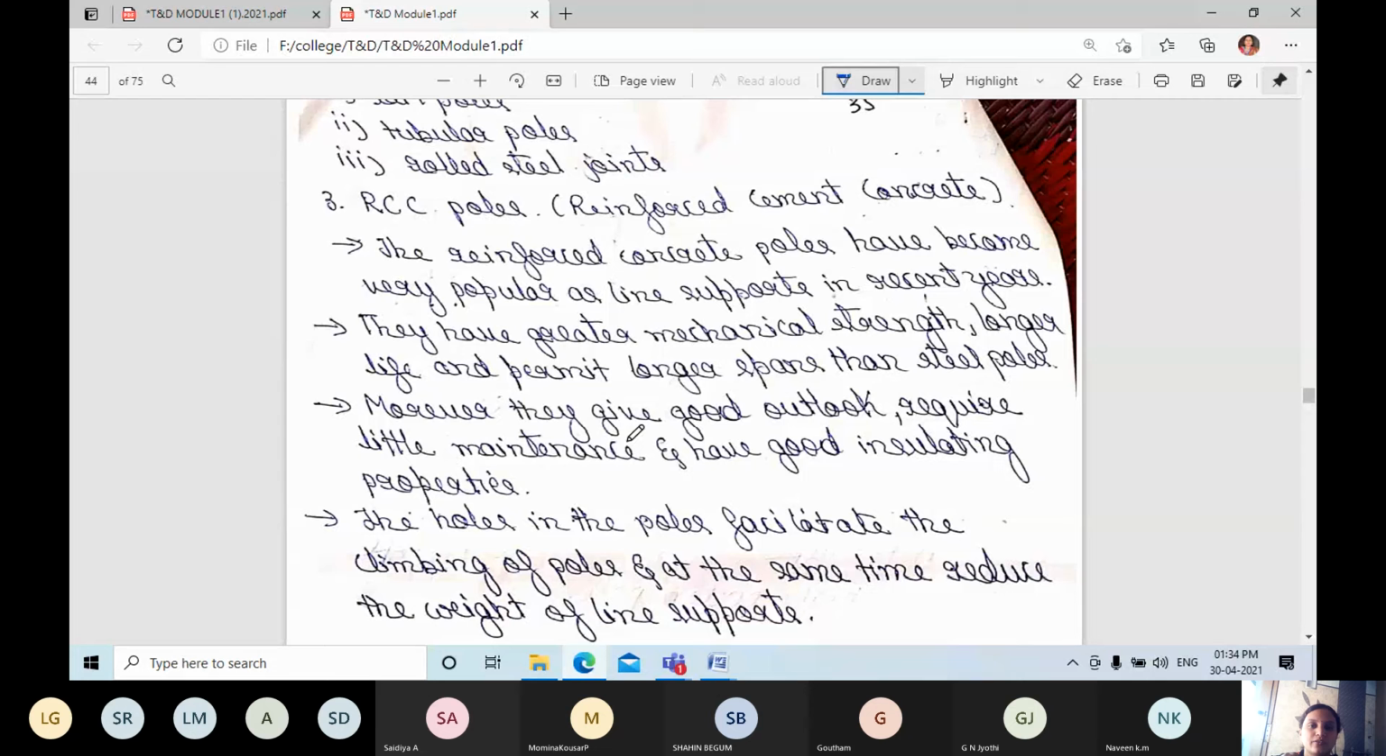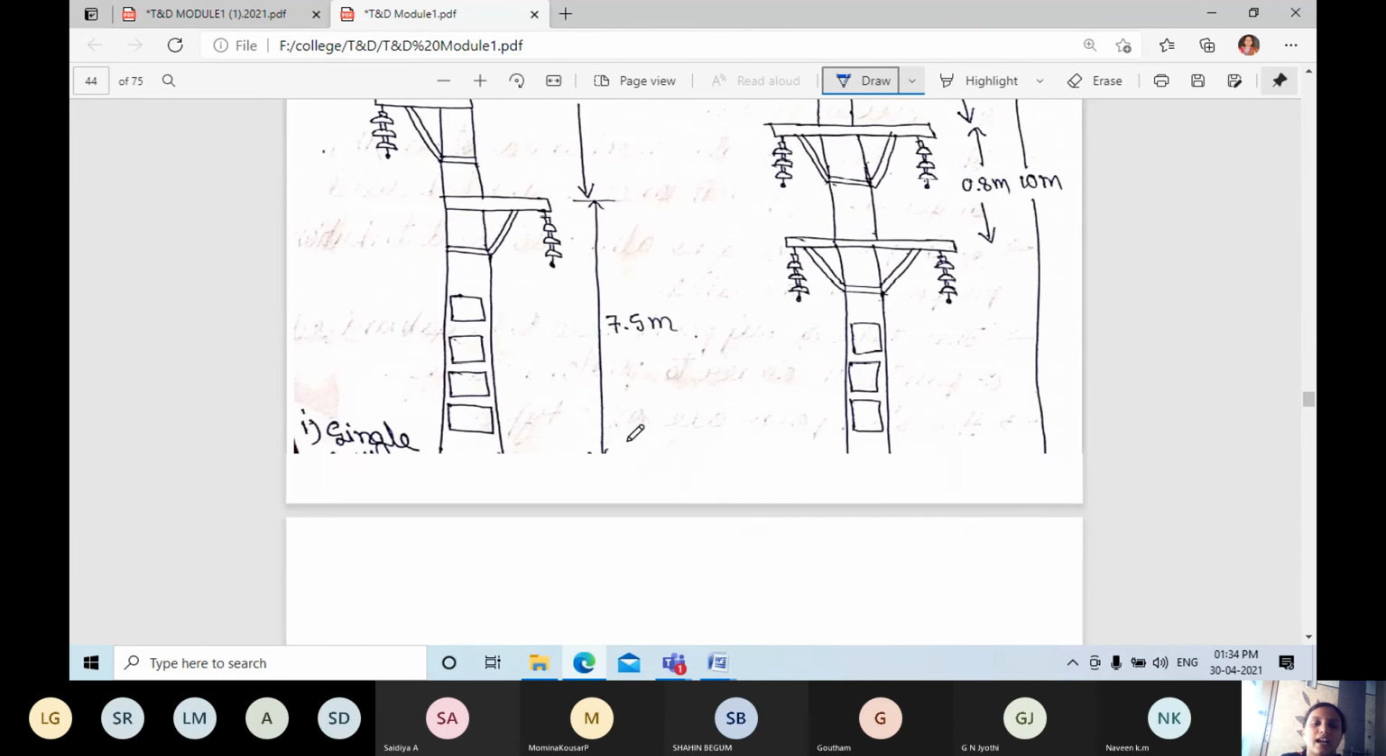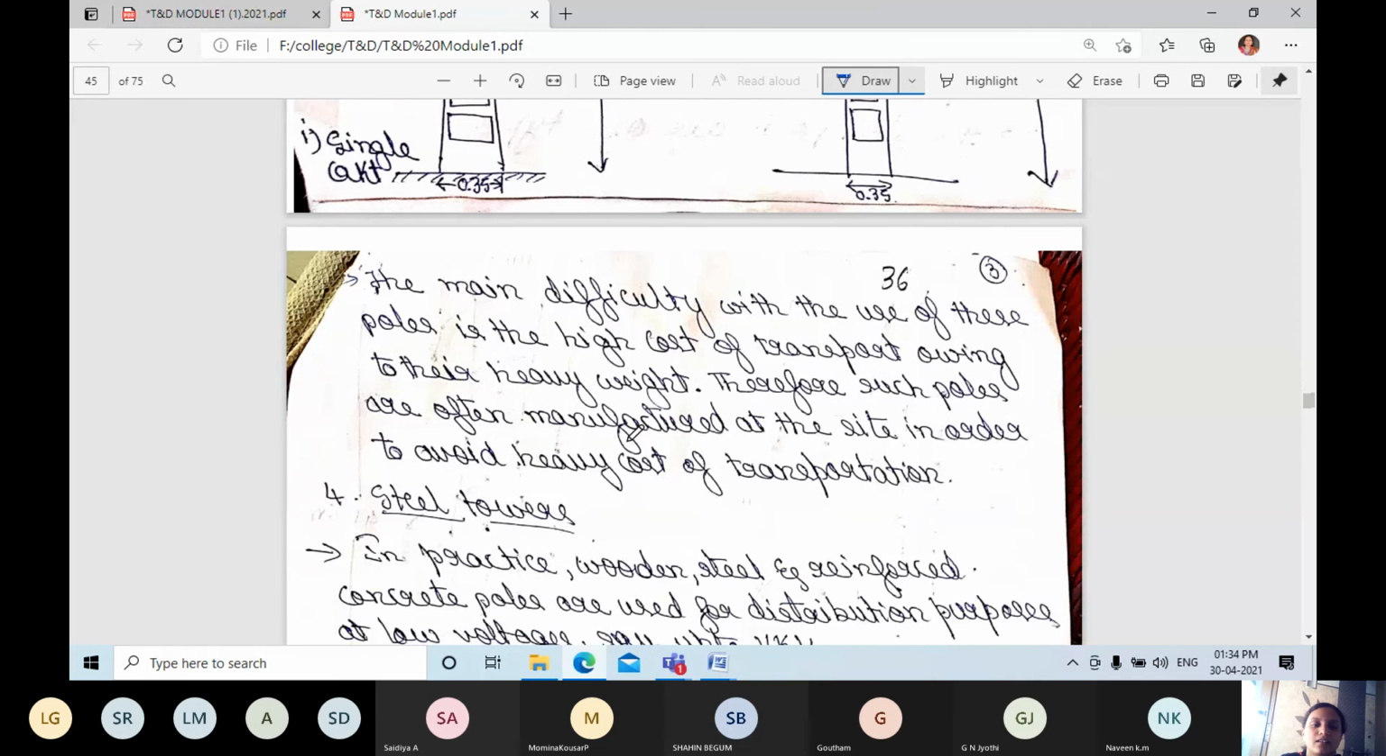And there are holes in the poles so that linemen can climb easily, and at the same time the holes reduce the weight of the line supports. These are the advantages.